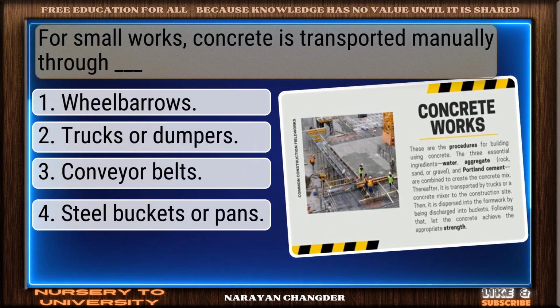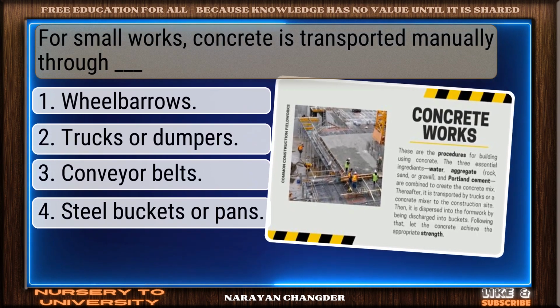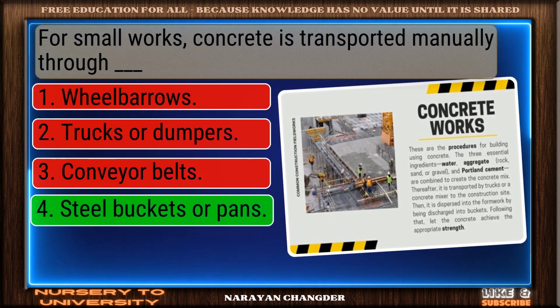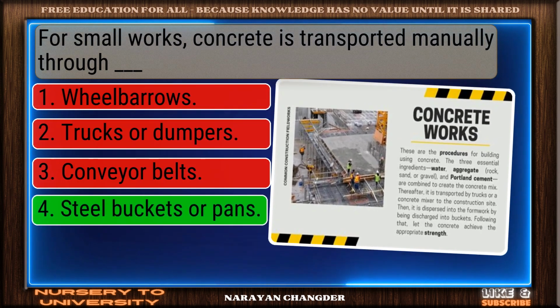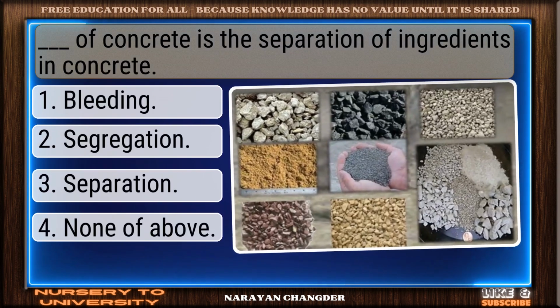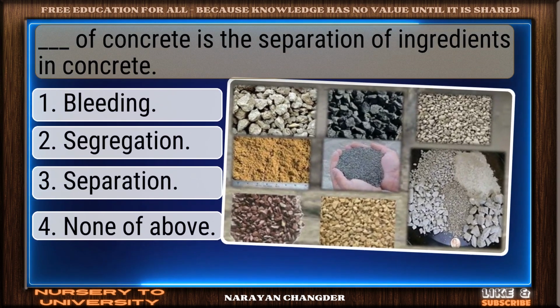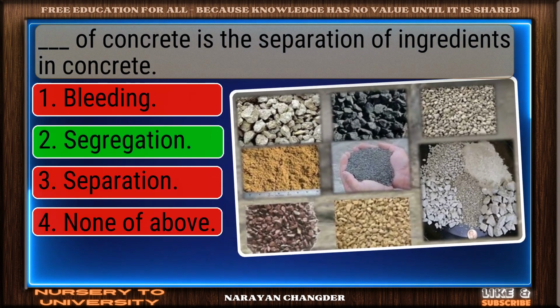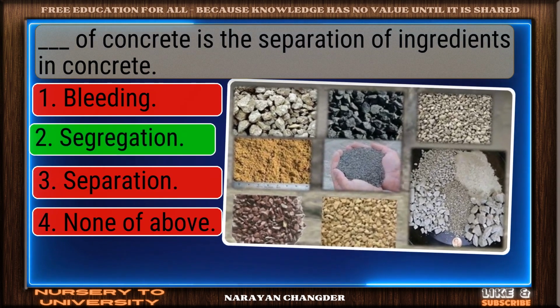For small works, concrete is transported manually through dash. Excellent choice. Steel buckets or pans is the right answer. Dash of concrete is the separation of ingredients in concrete. Excellent. Segregation is a brilliant choice.